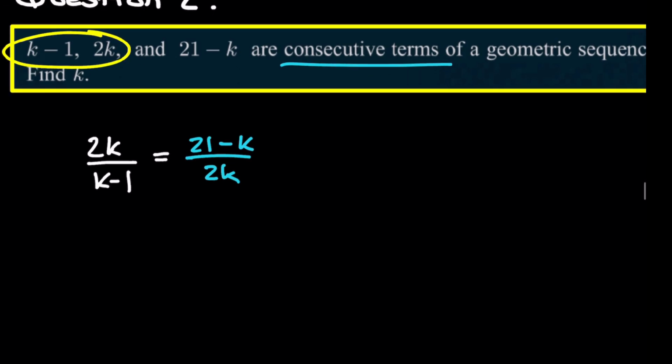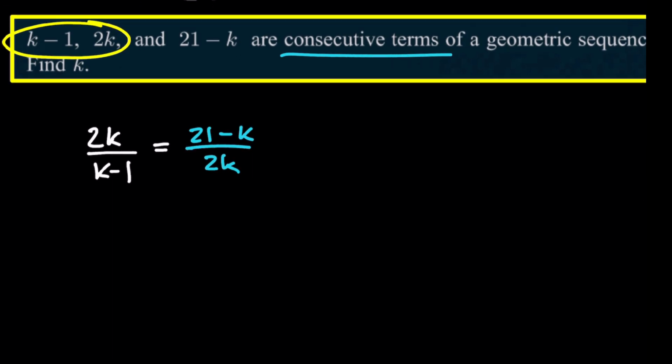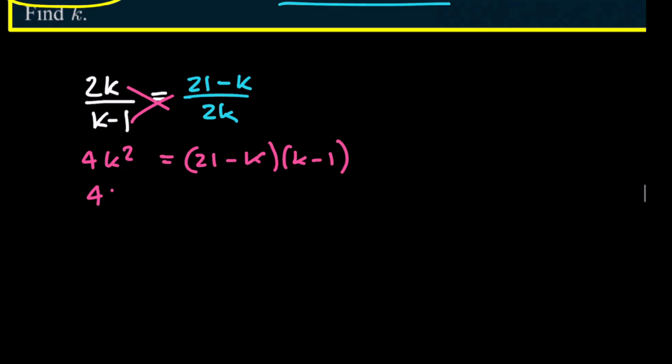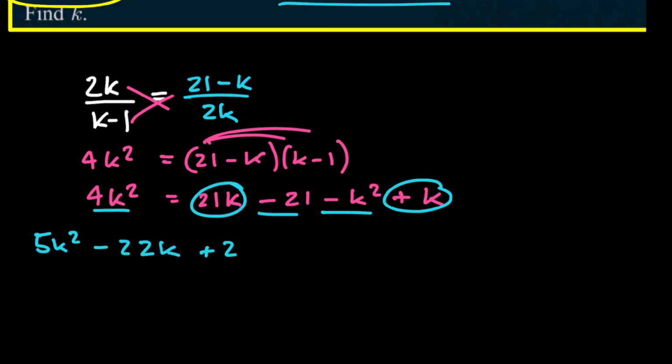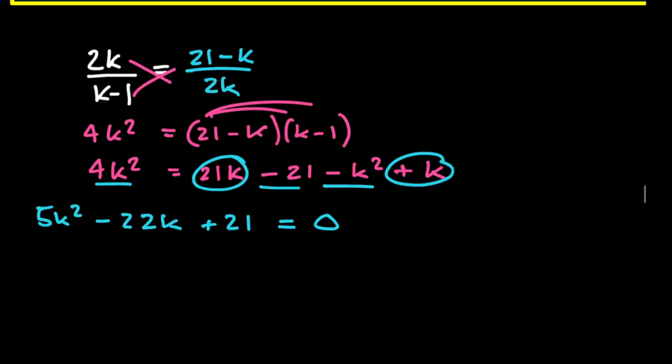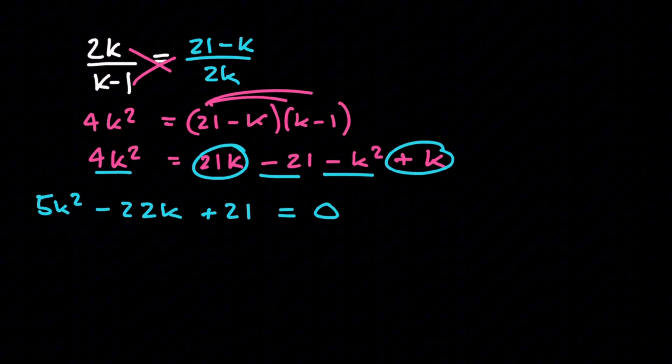And I can see what's going to happen here. We're going to end up getting some sort of quadratic to solve. So let's cross multiply. Okay, we're going to get 4k squared is equal to 21 minus k multiplied by k minus 1. Let's leave the 4k squared just for a moment. So we've got 21. So you can do this in your own way, but that's just the way that I'm happy with. So now I just need to factorize this.